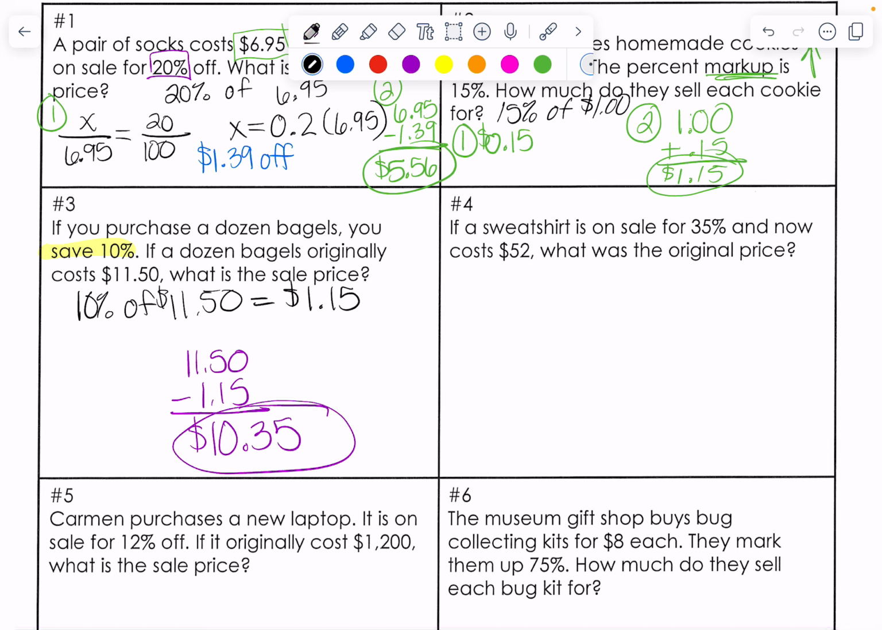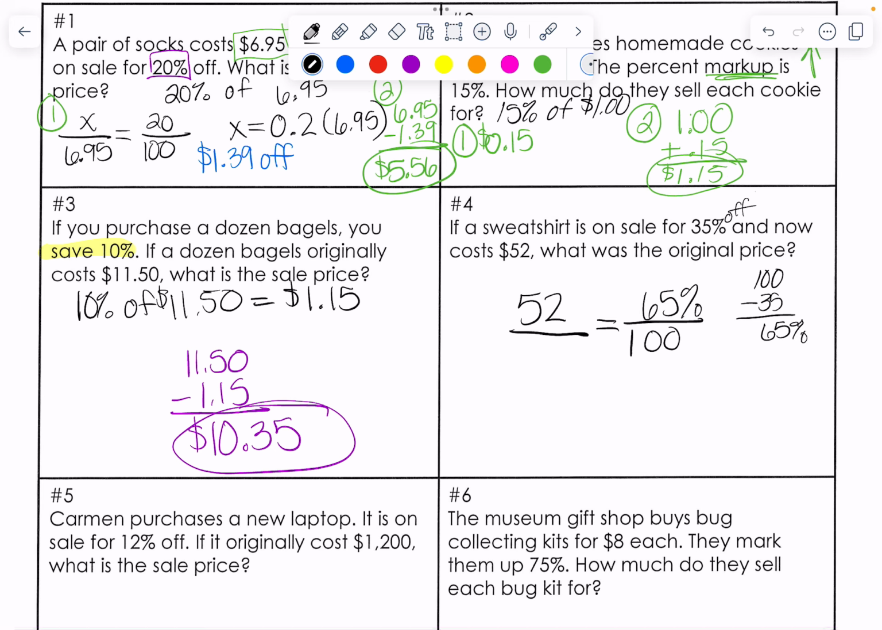Number 4, if a sweatshirt is on sale for 35% off and now costs $52, what was the original price? This one's a little bit trickier because we're looking for the original price. We have to kind of work backwards a little bit. So if it's on sale for 35% off and now costs $52, we almost need to think, okay, well, 35% off leaves us paying how much of the price? So if we're getting 35% off, that means we're paying 65% of the original price.